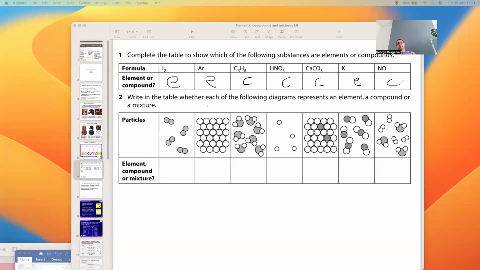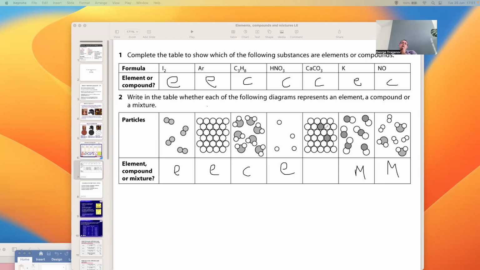So it's a compound. Now in the particle diagrams, we use colors to represent different elements. So this will be an element, element, compound, element. I'm skipping this one for now. You'll see in a minute. Now this one contains one compound and a different compound, which makes it a mixture. This one contains one compound and one element, which is a mixture. So they're different elements or compounds, not chemically bonded. And here we have different compounds, not chemically bonded.